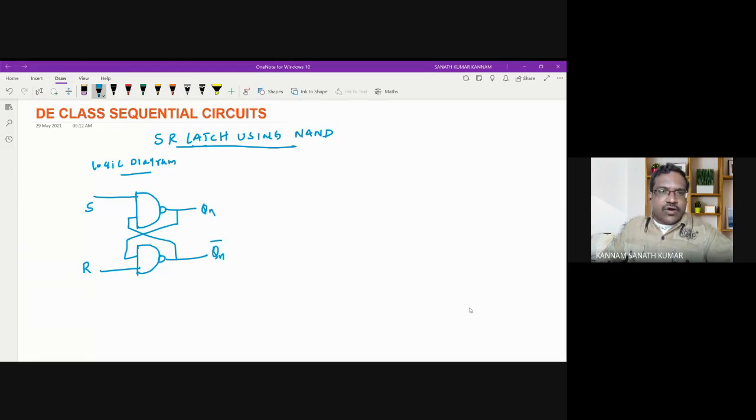So what are these? These are nothing but present states. What is the next state? Qn plus 1 and Qn plus 1 bar. Next states depend on the present inputs as well as the present state. What are the present states? Those are nothing but the past outputs. Okay, so now I'll write the truth table.